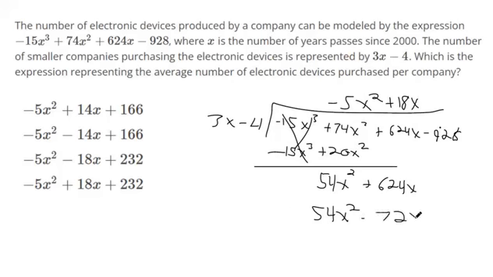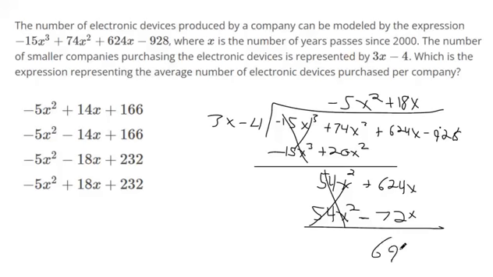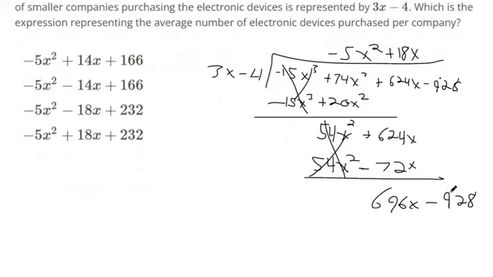And watch your signs because we're subtracting, right? Subtracted by this cancels out like we wanted. 624 subtracted by negative 72. That means you're actually adding, right? That should be 696x. And then carry down the 928. Repeat the process one more time.